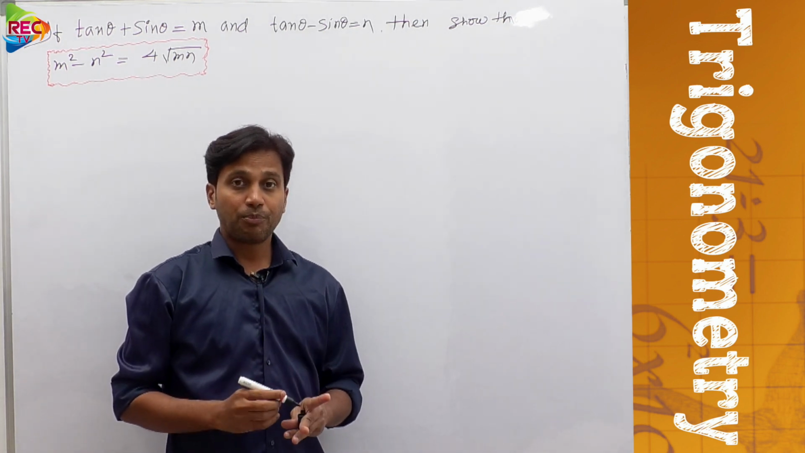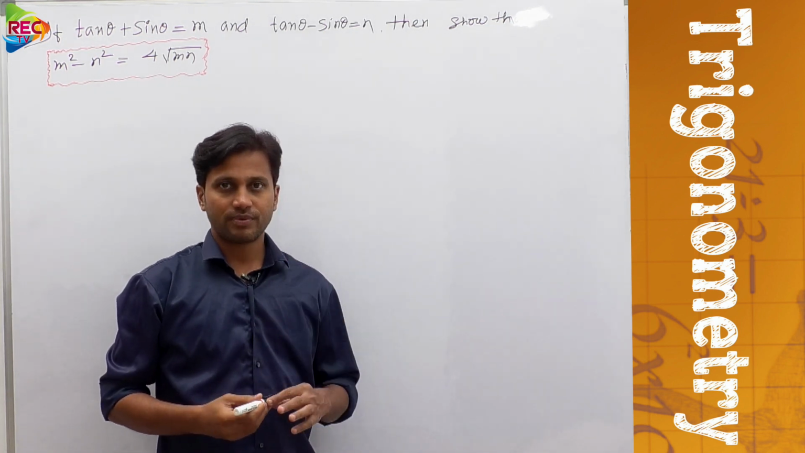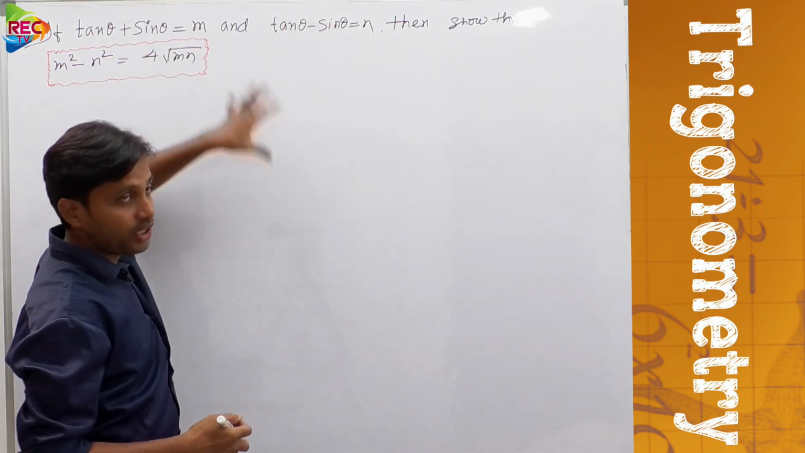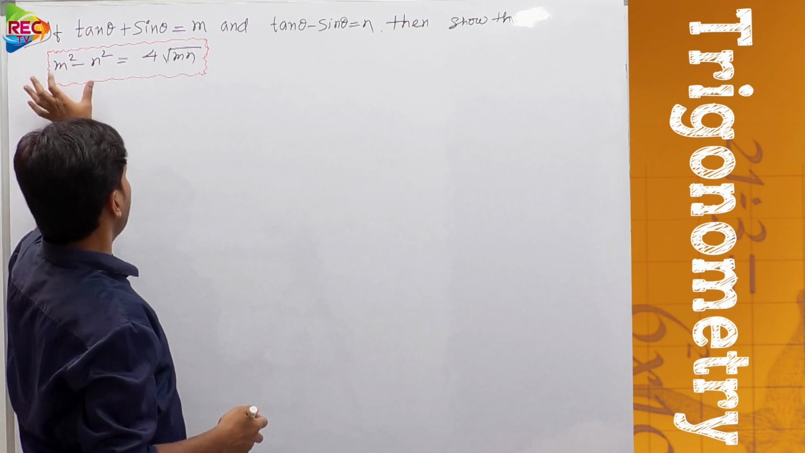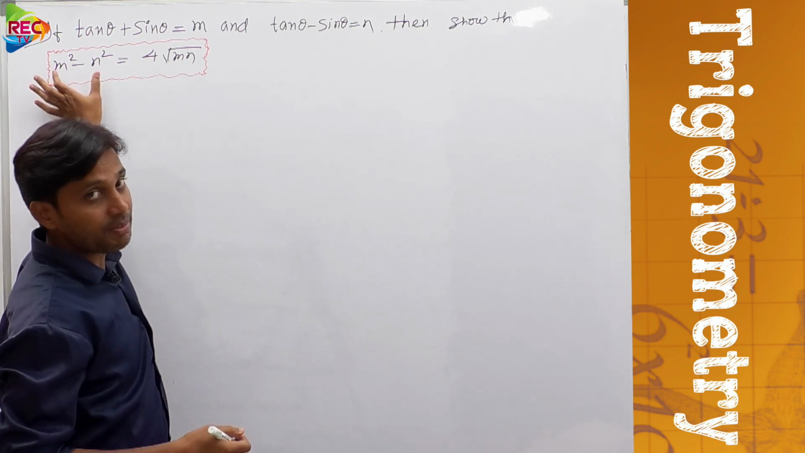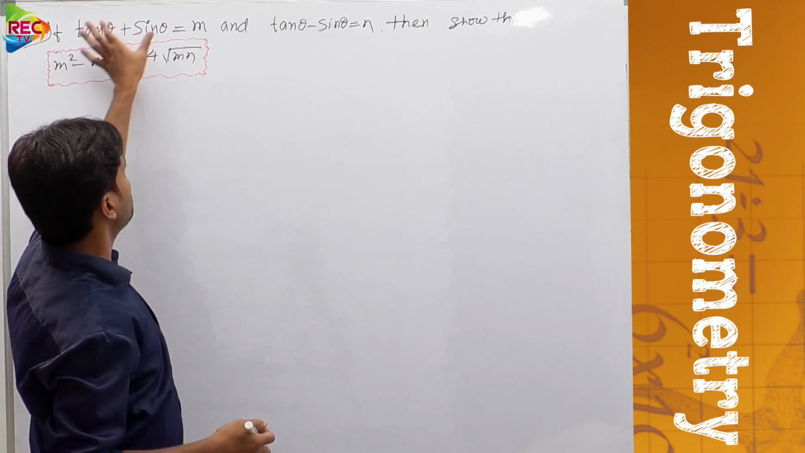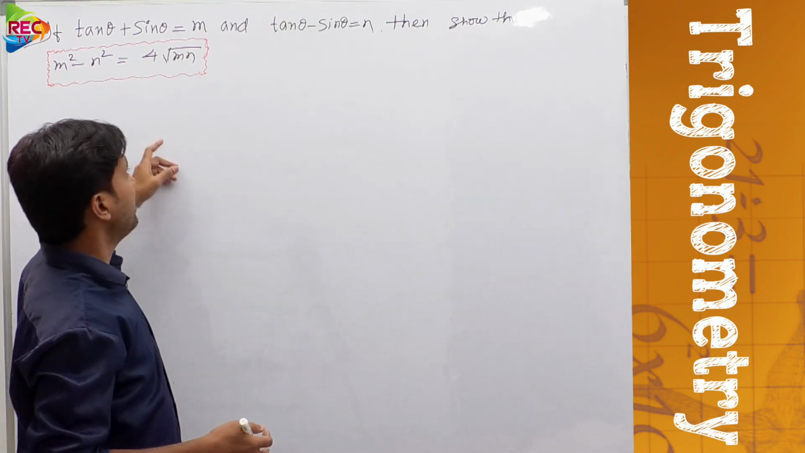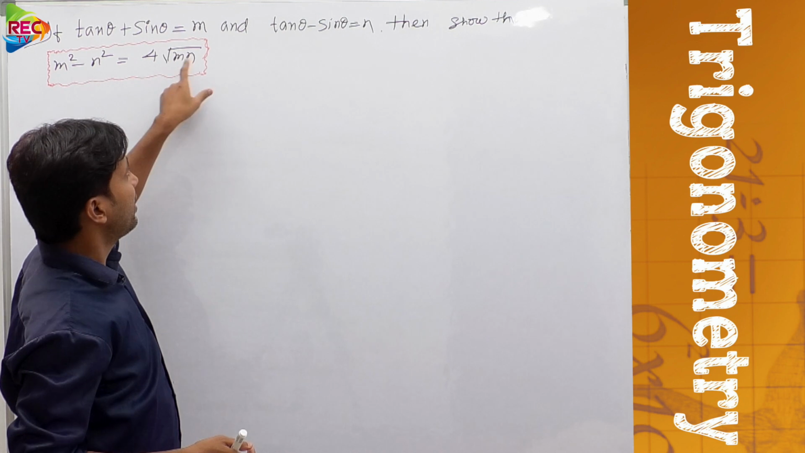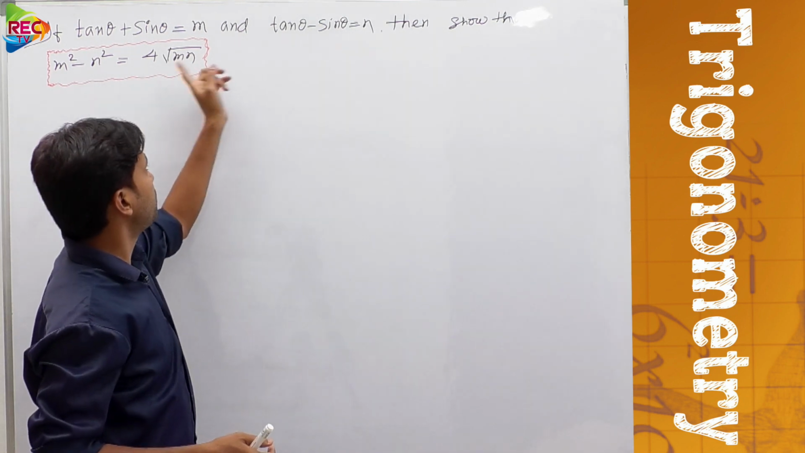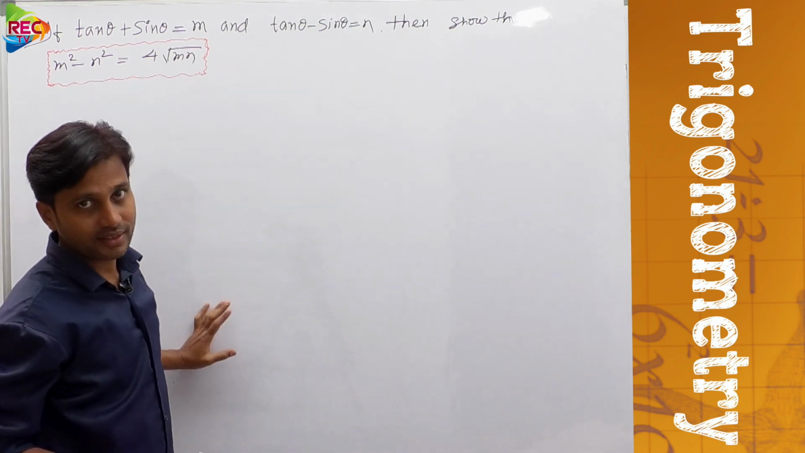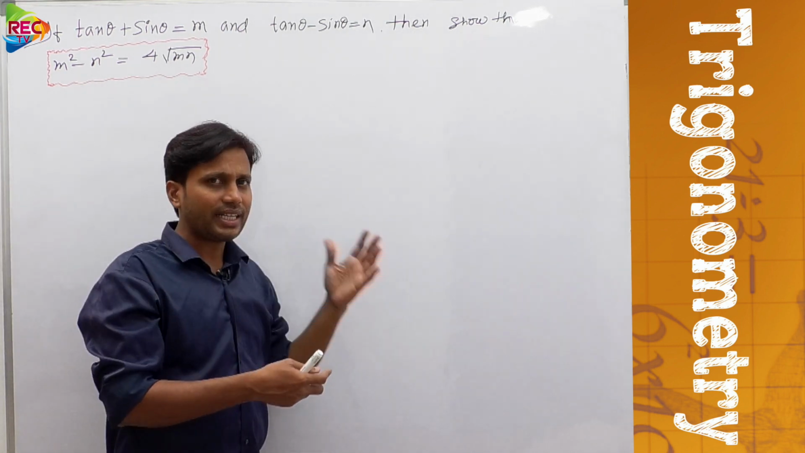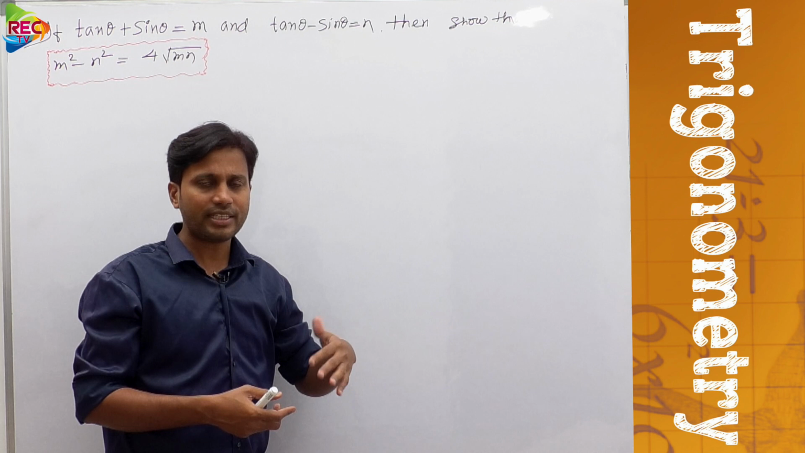Here we can prove this in two different methods. First one, take LHS, m square minus n square, substitute the values and simplify, you will get some value. And then after that take RHS, substitute m and n values and simplify that. And you will definitely get the RHS value and LHS value equal.